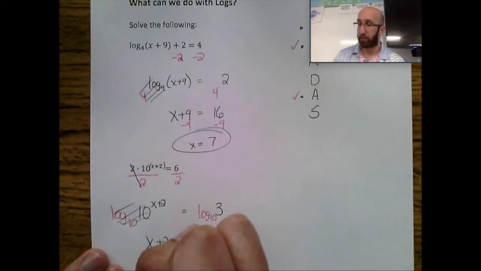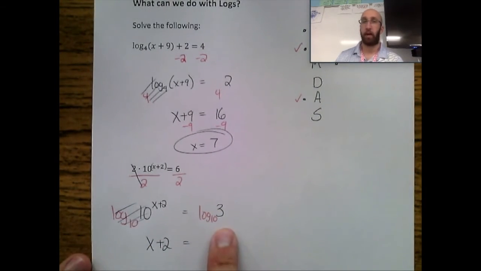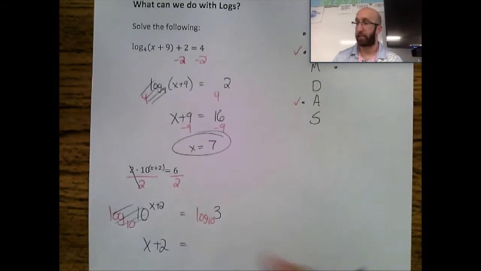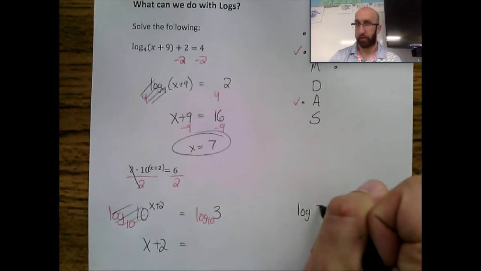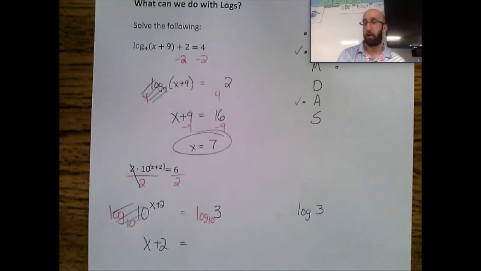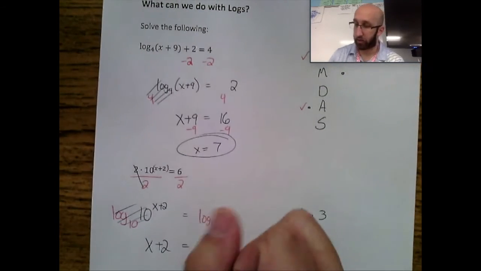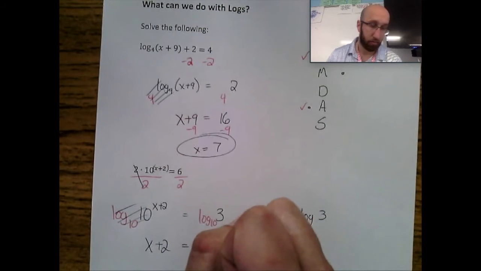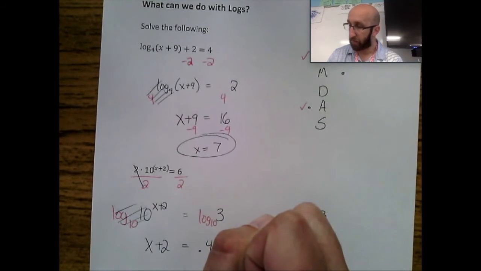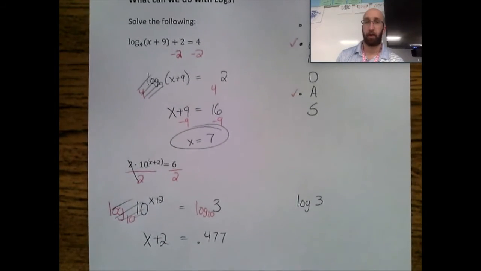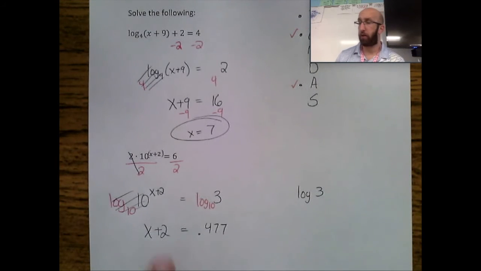We get an x plus 2. On the right side, we have a log base 10 of 3. That is the common log. So that really is just a log of 3, which, remember, you can do that in a calculator. Log of 3 is, oh my goodness, 0.47712, etc. I'm going to round that to 3 decimal places, 0.477. Great. Finally, we got to work up in that exponent.